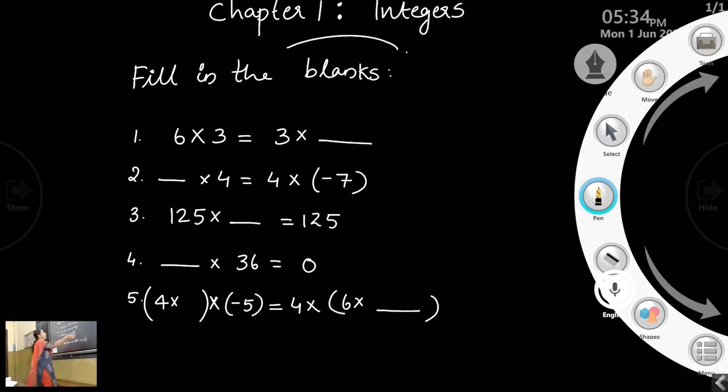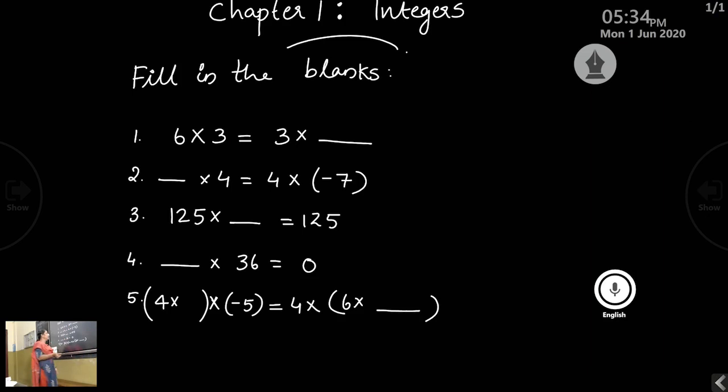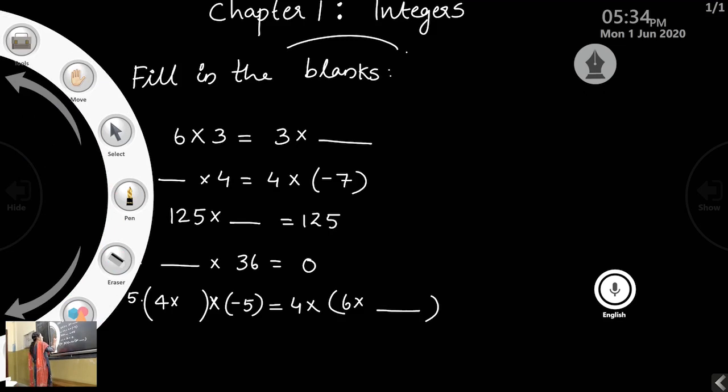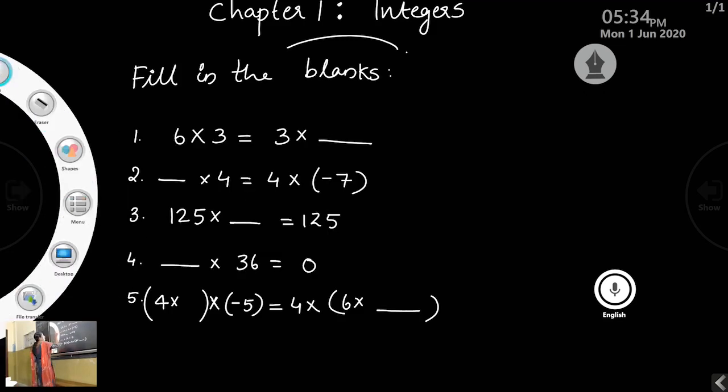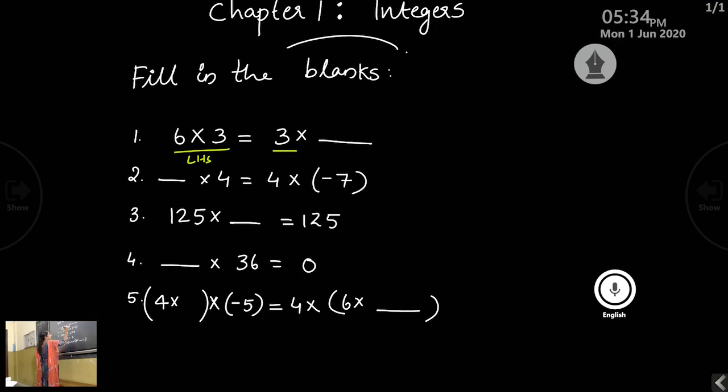Here, filling the blanks. First one, 6 into 3 is equal to 3 into dash. Here we have to make this LHS equal to RHS. Is it right? This is LHS and this is RHS. We have to make LHS equal to RHS. So first one, 6 into 3 is equal to 3 into dash. We know that by commutative property, you can multiply two integers in any order, answer remains the same. So here answer is 6. By which property? Commutative property.